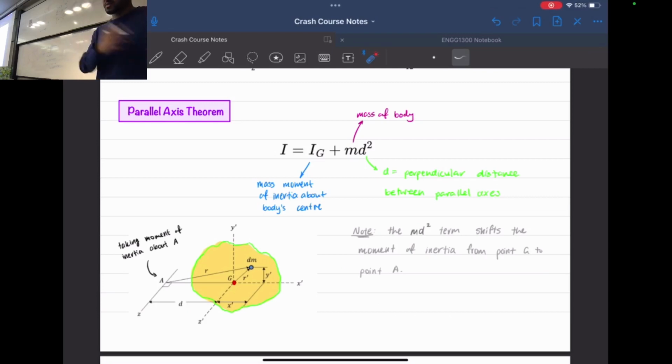Okay, I'll add into my notes when I remember, but this is the formula you guys will be mainly working with. Okay, d is just the perpendicular distance between the parallel axes. Okay.